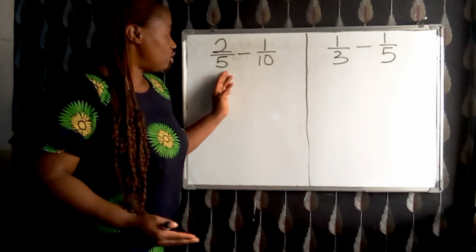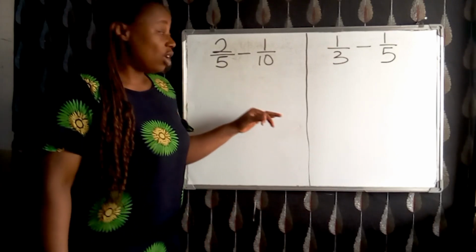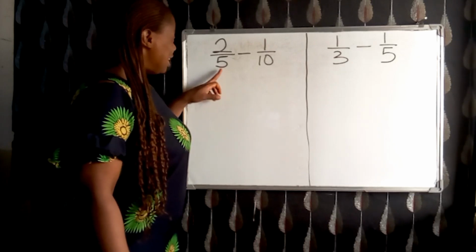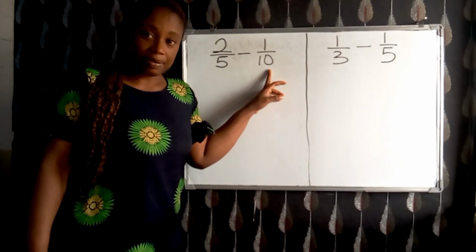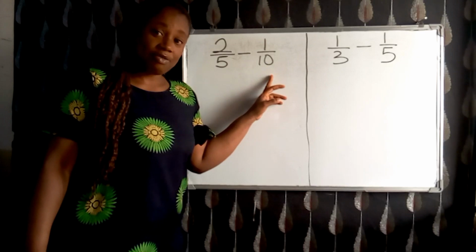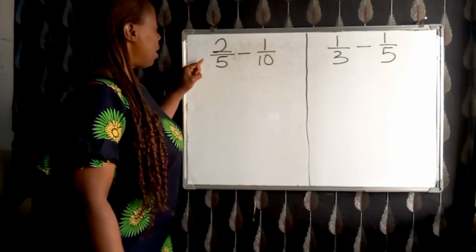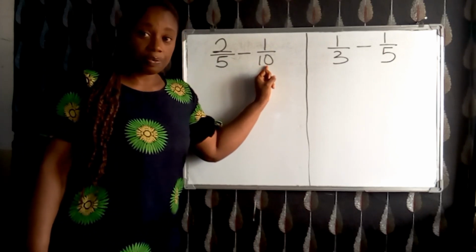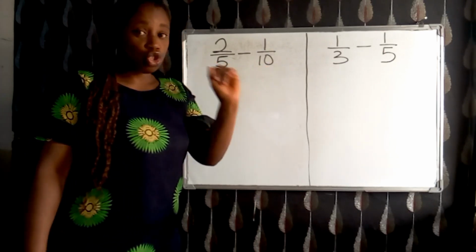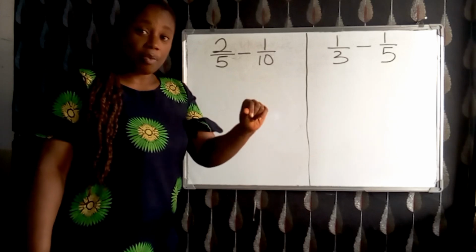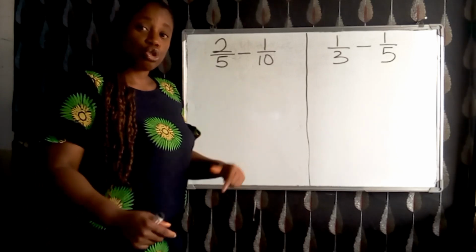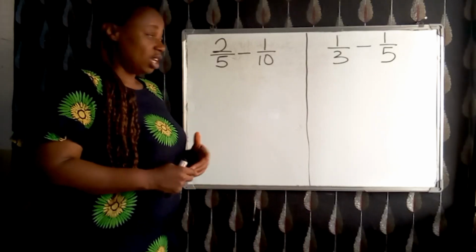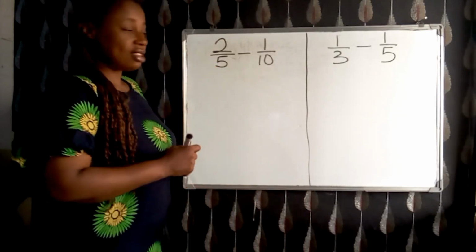Using the equivalent fraction. You think of a number that when you multiply with this fraction, the denominator will be 10. Since we already have 10 here, we think of a number that when we multiply with 2 over 5, we have 10 in the denominator. And that number is 2. When we find that number, we use it to multiply both the numerator and the denominator of this fraction. So let's solve it.